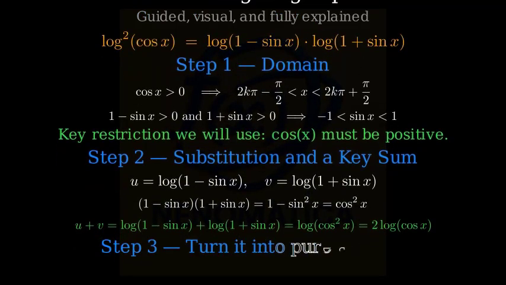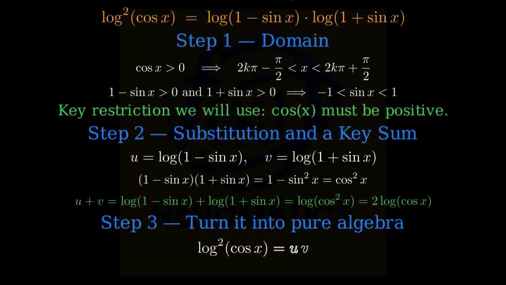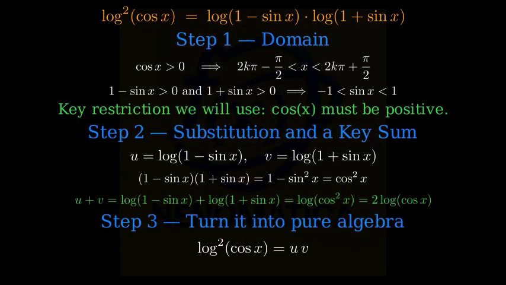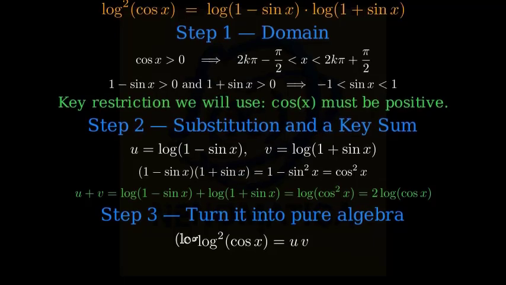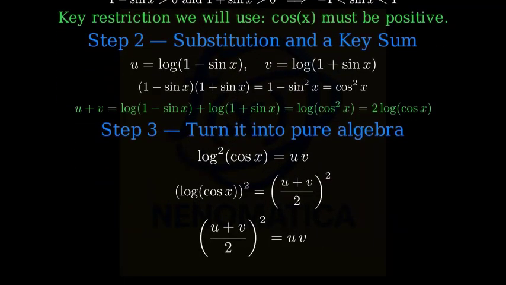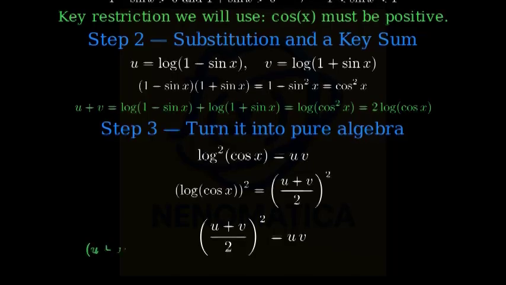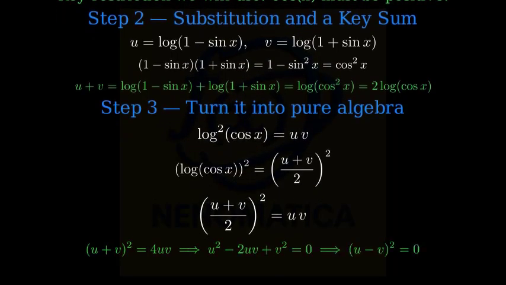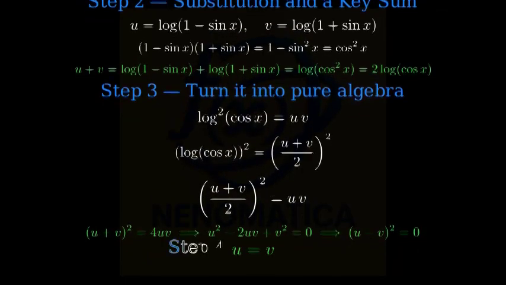Step 3. Rewrite the original equation in terms of u and v. We started with log squared of cosine x equals u times v. Since u plus v equals 2 log cosine x, the left side becomes 1/4 times the square of (u plus v). Setting 1/4 times the square of (u plus v) equal to uv gives a perfect square. (U minus v) squared equals 0. Therefore, u equals v.